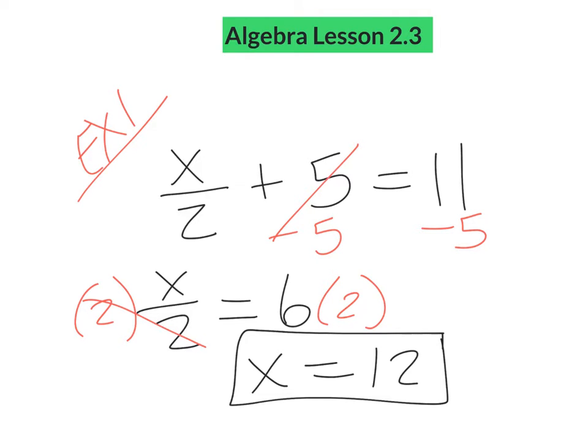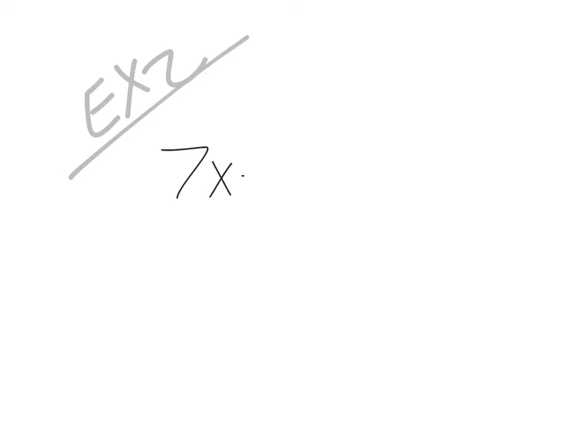Any questions on how we did that? All right. Turn the page. Example 2. We're going to solve 7x minus 4x equals 21.